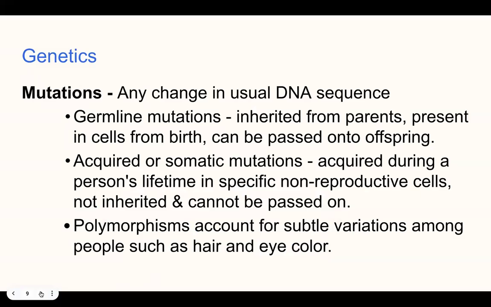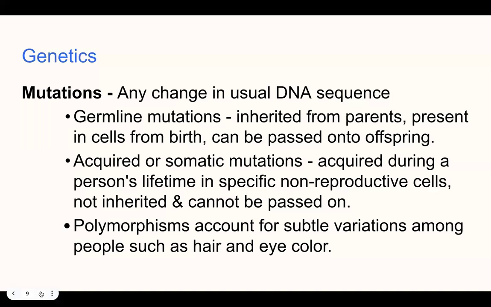Mutations. This is where the good stuff begins. A mutation is any change in the usual DNA sequence. You have germline mutations. These are inherited from parents, present in cells from birth, and can be passed on to offspring. Acquired or somatic mutations are acquired during a person's lifetime in specific non-reproductive cells. They are not inherited and cannot be passed on. And then polymorphisms account for subtle variations among people, such as hair color and eye color and things like that.